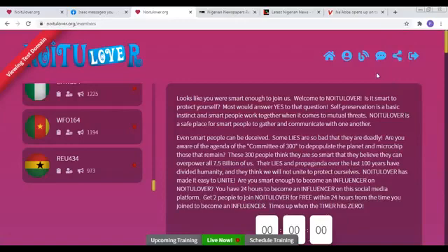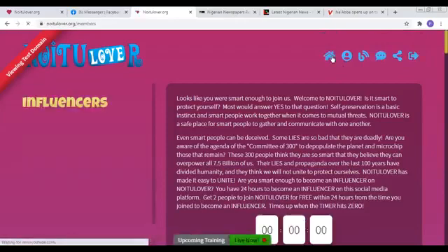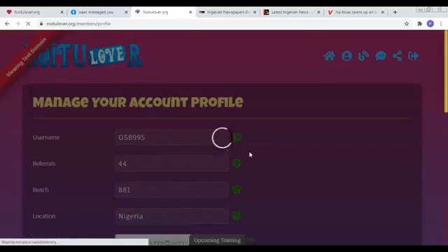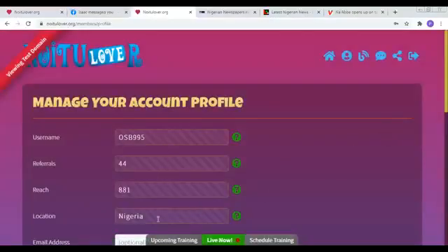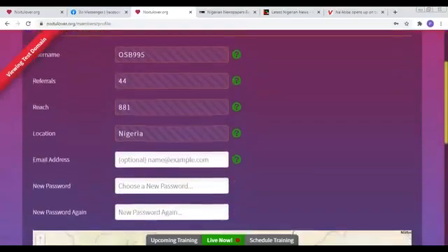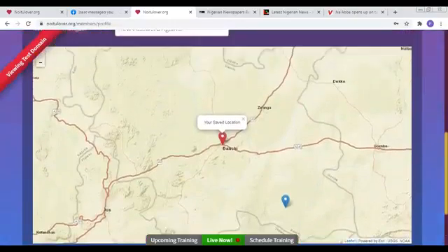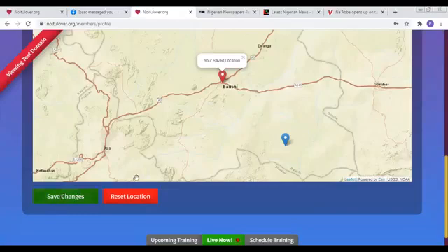So at this point, what I'm going to do is to take you through the exploration of this site. Number one, this is home. The moment you log in, this is the first page you land. Then you go to profile, which brings about your detail, your username, your direct referral. Then your expanded reach, talking about all the area of your influence, all those who are under your influence. Then your location, talking about your country. You can pick your location and then click on save. But of course, I've already done that, right?